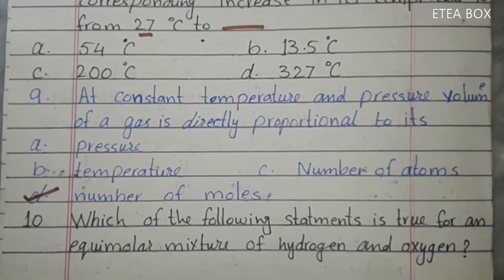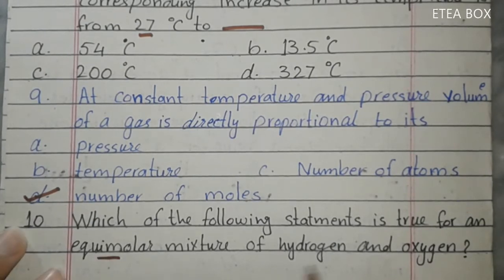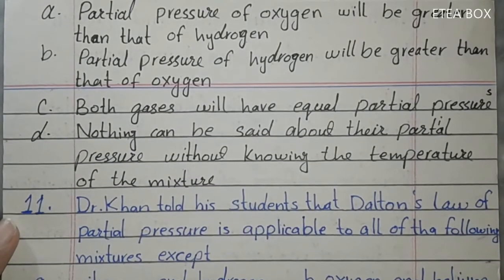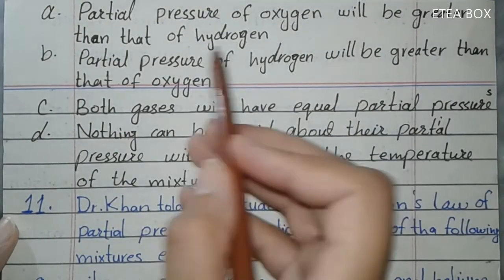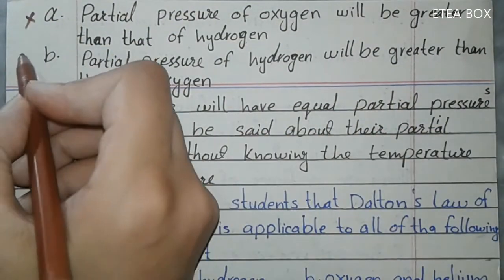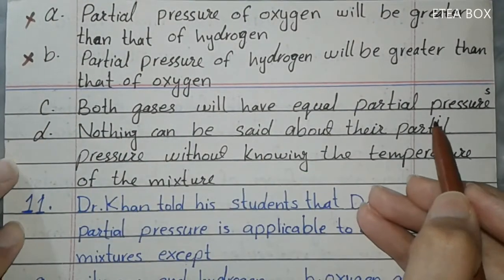The next one is: which one of the following statements is true for an equimolar mixture of hydrogen and oxygen? We are given equimolar hydrogen and oxygen, for example 2 moles of hydrogen and 2 moles of oxygen, or 3 moles of each. Option A says the partial pressure of oxygen will be greater than that of hydrogen. It's wrong. The partial pressure of hydrogen will be greater than oxygen. It's also wrong. Both will have equal partial pressure.